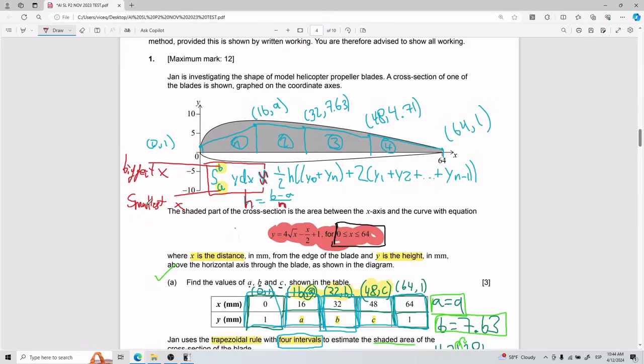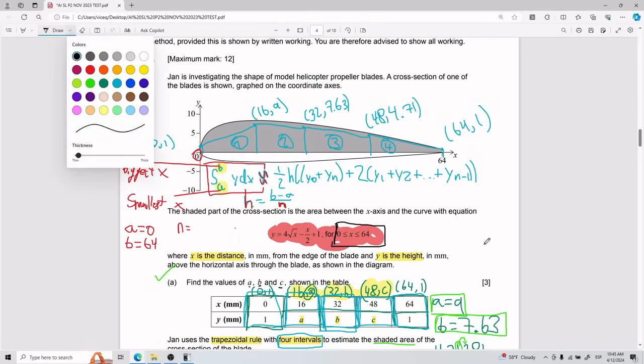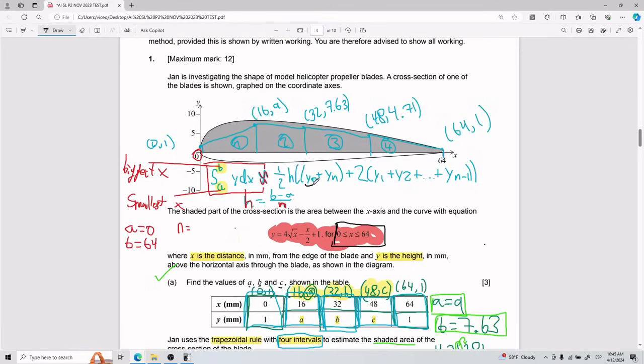That's pretty straightforward. So what's my smallest x? 0. So a equals 0 in this context. And your biggest x, 64. Okay. And now n is basically the amount of y's you have.